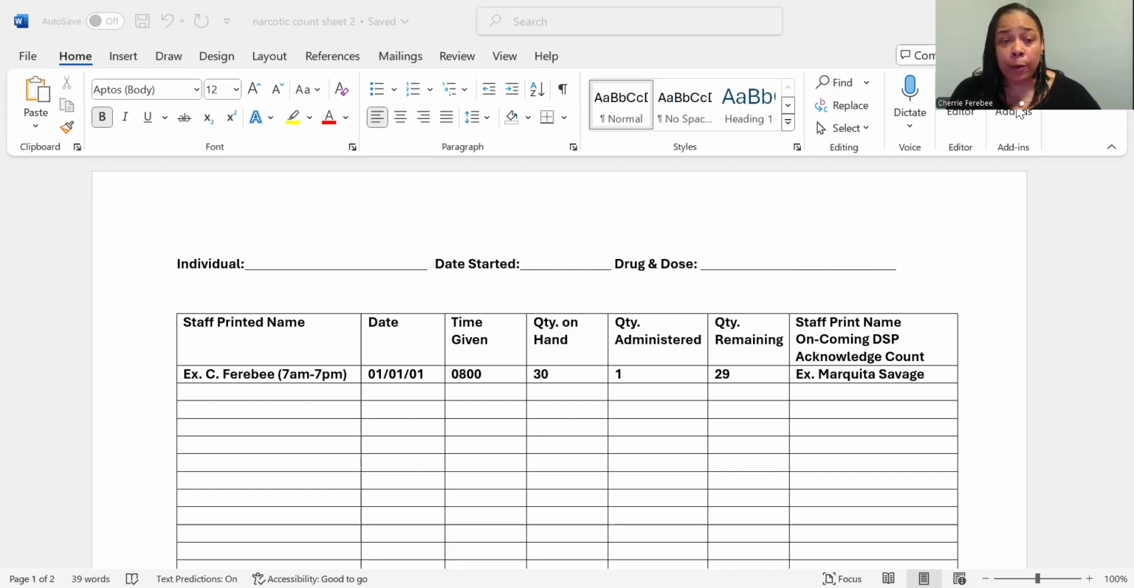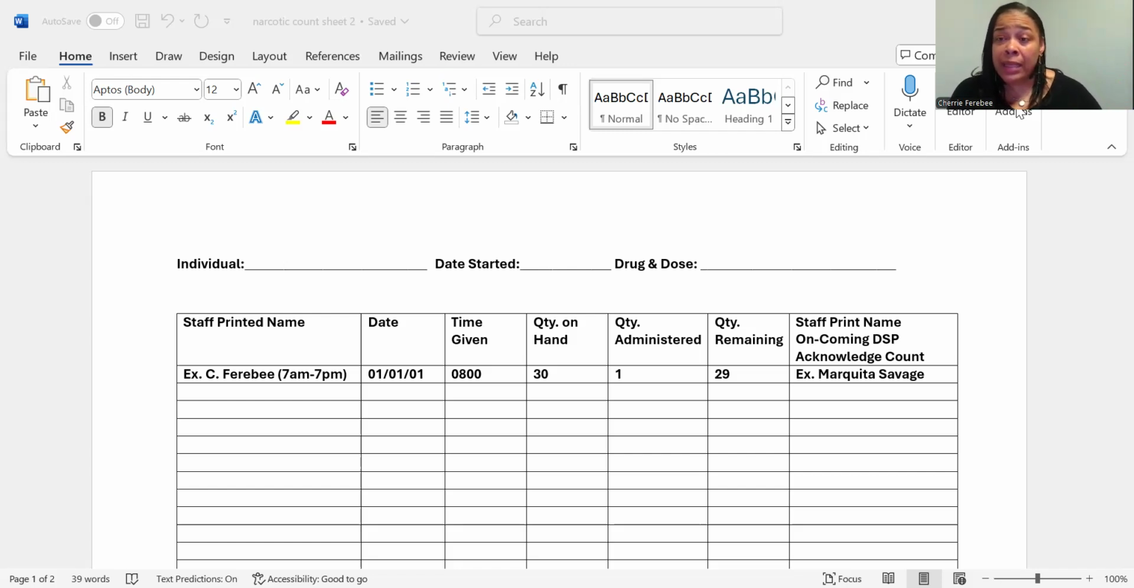Now, I gave an example here. It is morning shift. I am on morning shift, 7A to 7P. You're going to put today's date. You are going to notate what time you gave the medication. You are going to notate how many was in that pack before you gave the medication. Okay. How much you gave, one, two, or three tablets. What is the remaining amount? And then you're going to stop and you're going to put that form away.